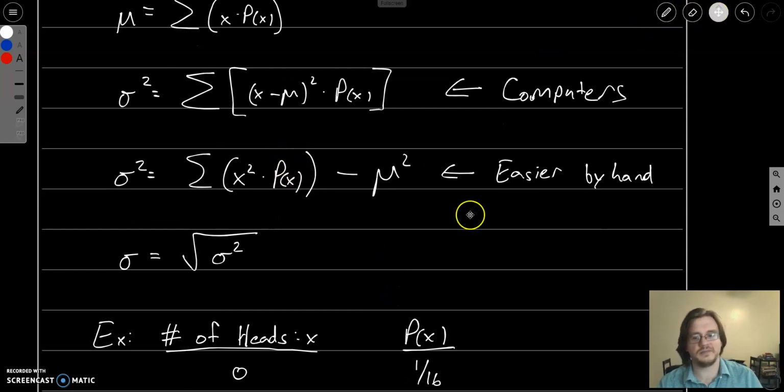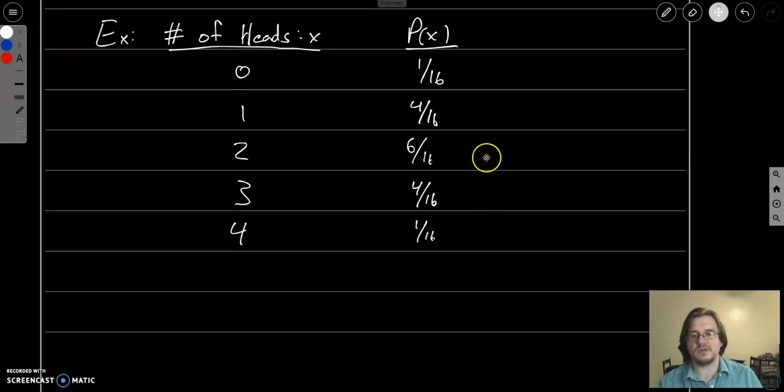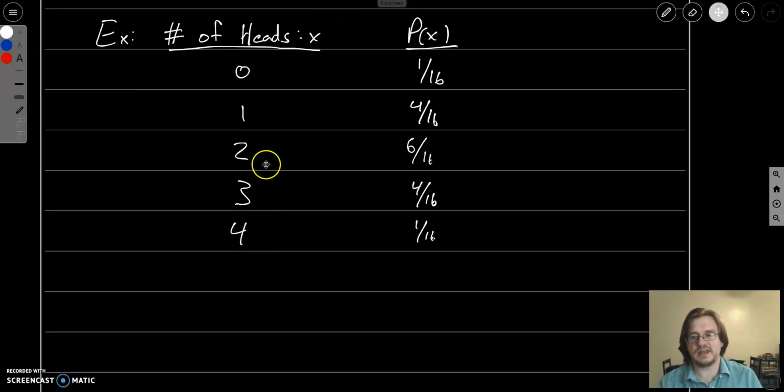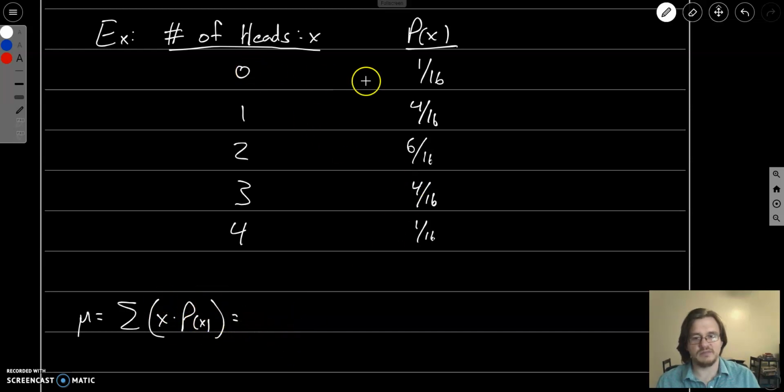If we come back to the number of heads out of 4 flips, I could get 0, 1, 2, 3, or 4 heads. And their probabilities I've written as fractions. It's a little bit easier to multiply these guys rather than using decimals. So let's calculate the mean, and we'll see if this makes sense. So the mean is, again, the sum of each of the values times the probability that it happens. So let's multiply these together and add them up.